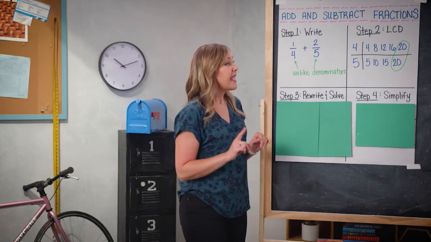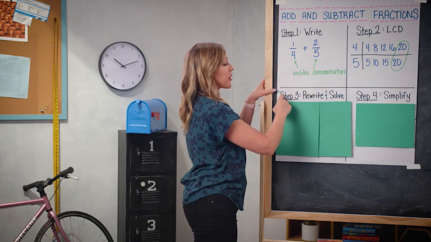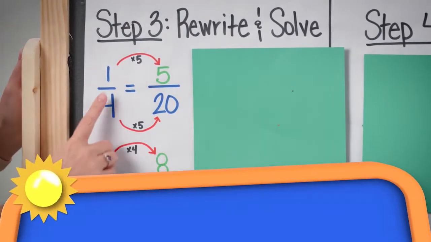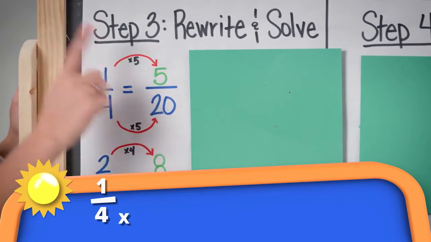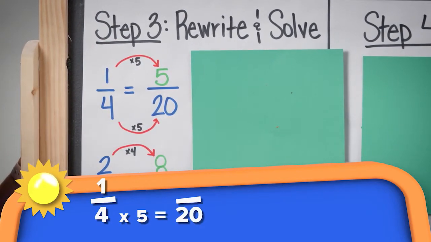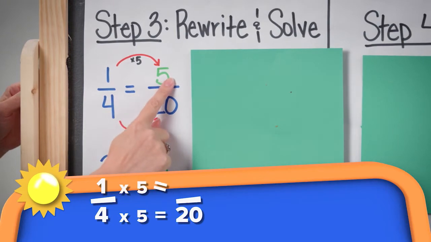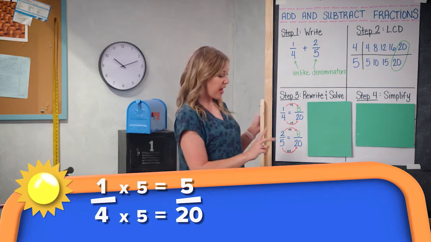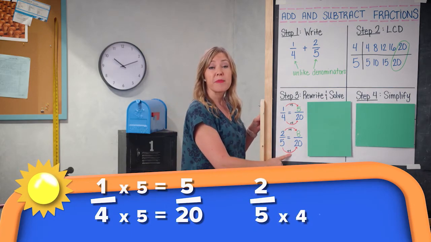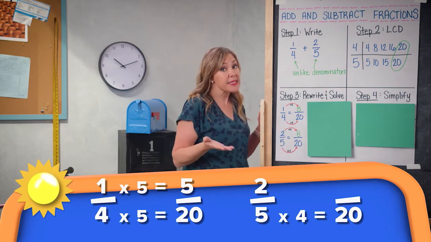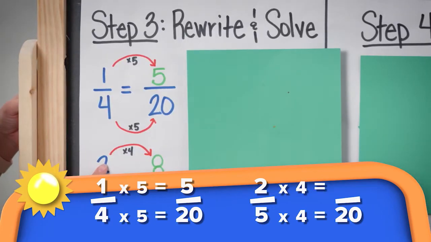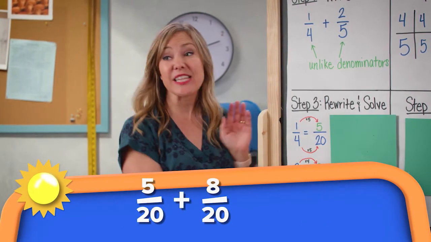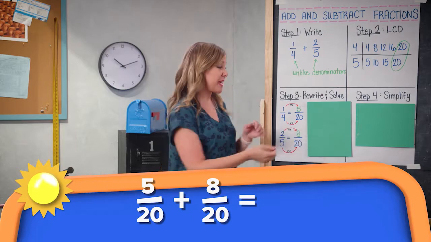Now step 3, now that we have our least common denominator, we're gonna rewrite our problem. I saw that 4 times 5 is 20, so I'm also gonna multiply the numerator times 5. 1 times 5 is 5, so 1/4 is the same as 5/20. Now on my second fraction, 5 had to be multiplied by 4 to give me 20. So that means I multiply the numerator by 4 also. 2 times 4 is 8. Now we're in business. 5/20 and 8/20 I can add together because the denominator's the same.